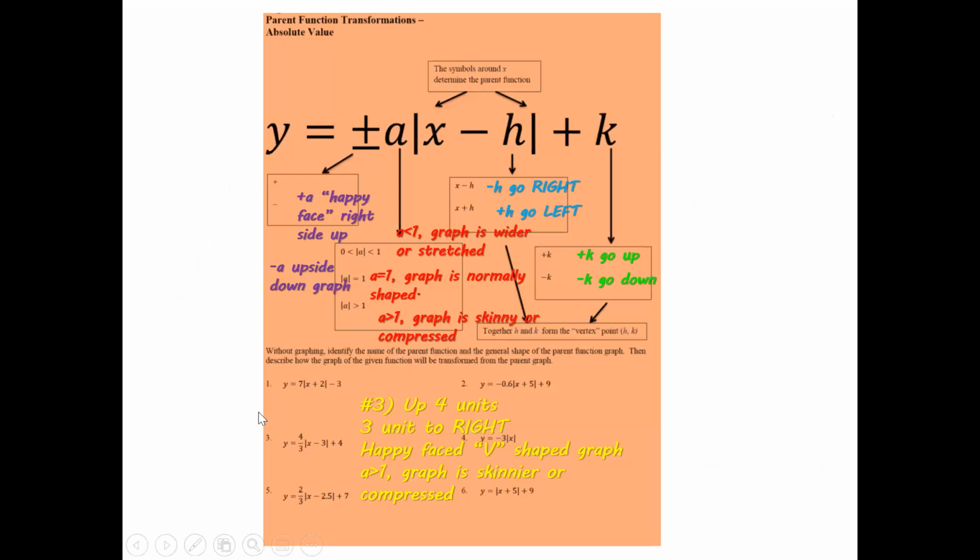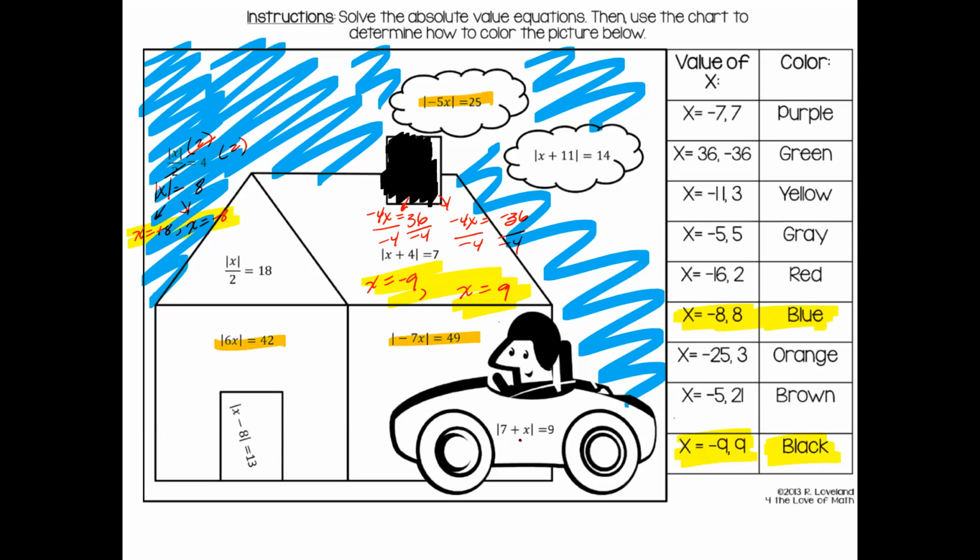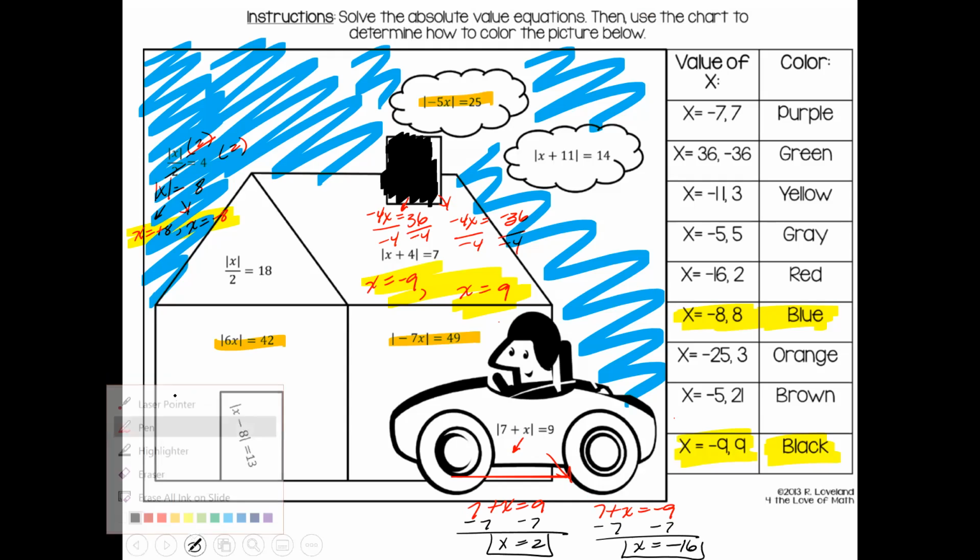So we're going to separate this. Your first equation that you're going to split is going to be 7 plus x equals 9. Second equation, 7 plus x equals negative 9. Opposite of a positive 7 is a negative 7. So x equals 2 is my first answer. Minus 7, x equals negative 16 is my second answer.